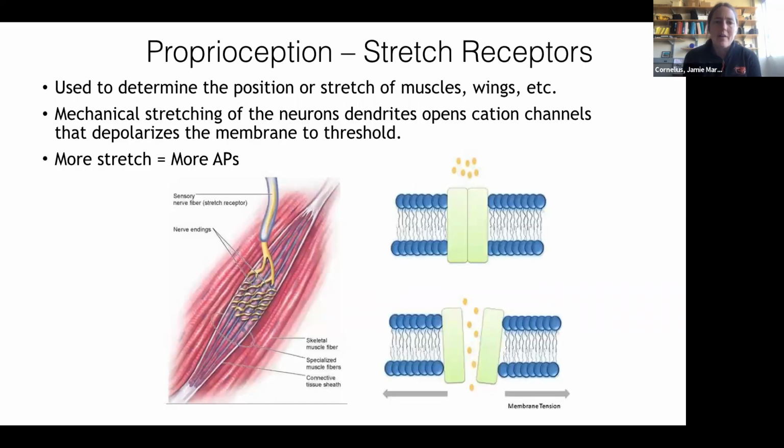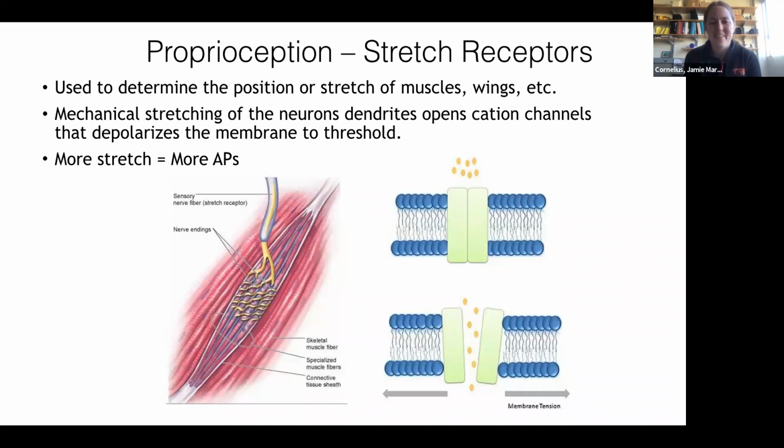Stretch receptors are by far, I'd say, the most common proprioceptor in the body.